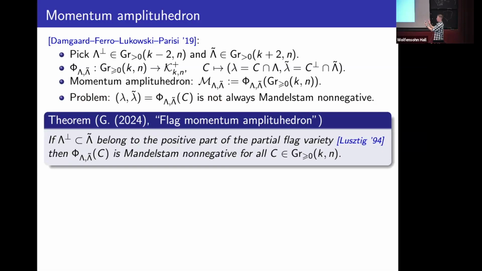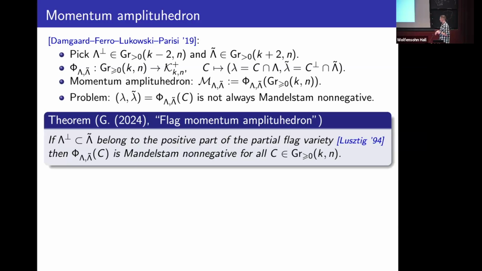So k minus 2, k minus 1, k plus 1, k plus 2, and you want all of them to be totally non-negative. Once this is true, then every point of, I call it the flag momentum amplituhedron, every point of the flag momentum amplituhedron is going to be Mandelstam positive or non-negative.